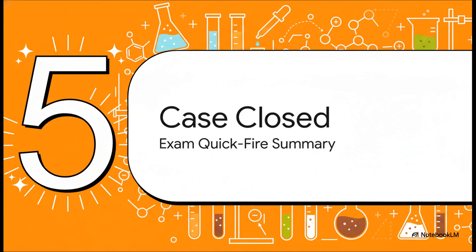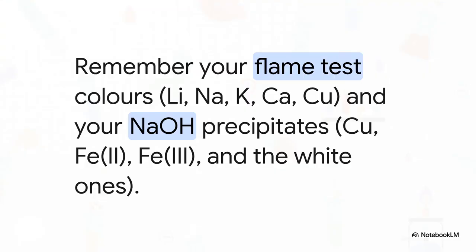Okay, we have gathered all the clues and all the evidence. So before we finish, let's file our final case report. Here's a quick-fire summary of everything you need to lock in for that exam. Okay, for the cations, the positive ions, you need your 5 flame test colors: lithium crimson, sodium yellow, potassium lilac, calcium orange-red, and copper green.